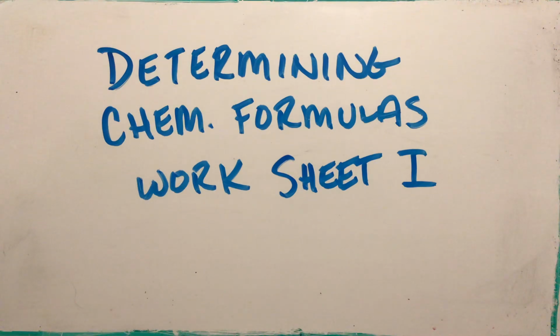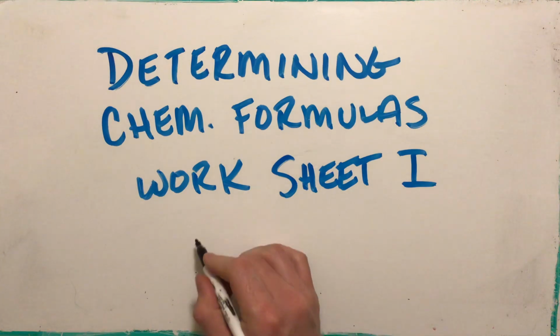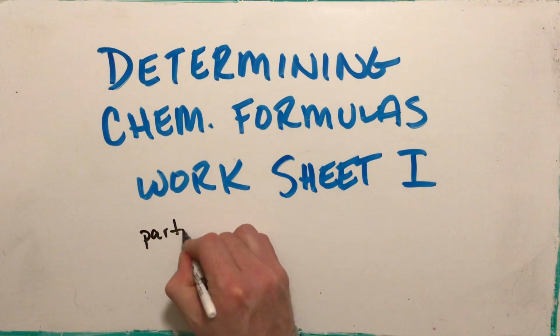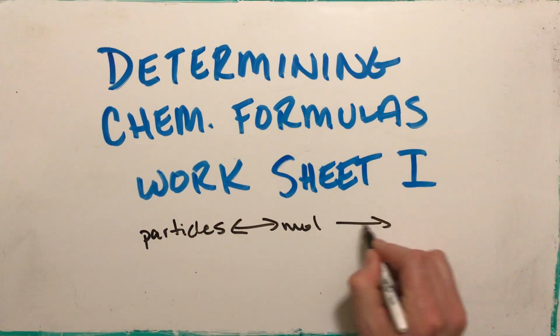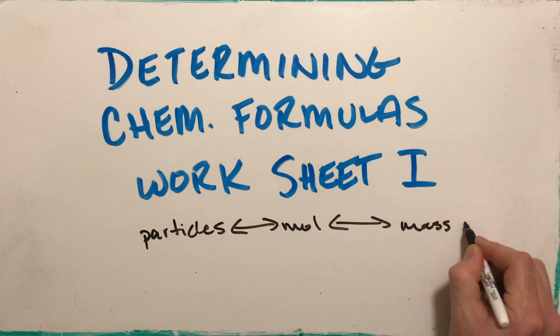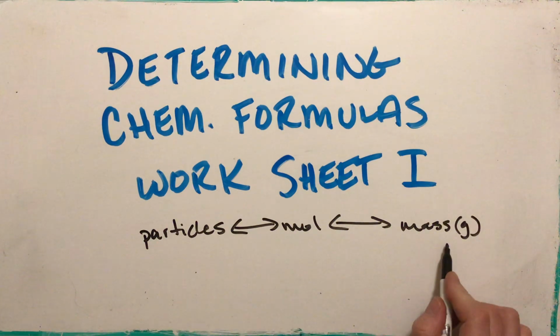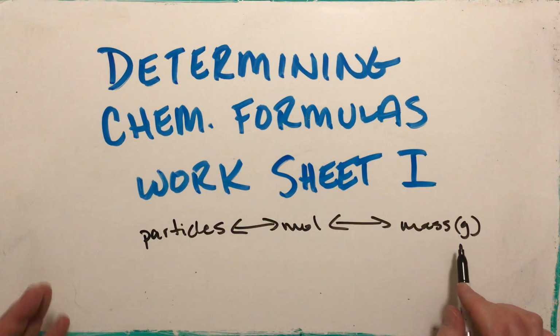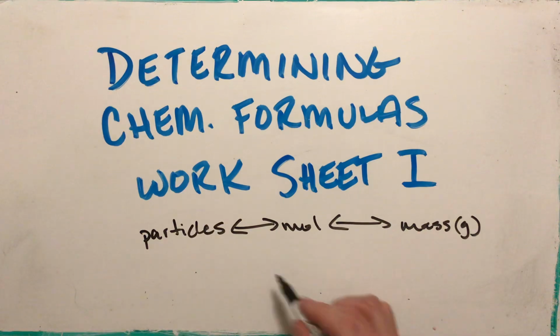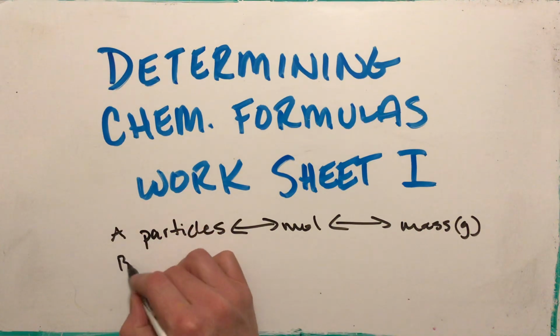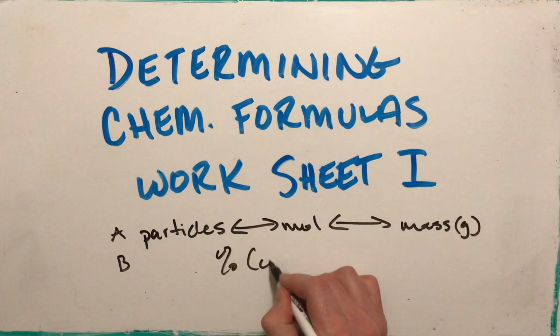Now, the first couple of sections of the sheet. The first section was particles to moles to mass, which is in grams. This I'm not going to do in this session, simply because we've done this. I think you guys have a good grasp of this. The middle section, part B, was percent composition.